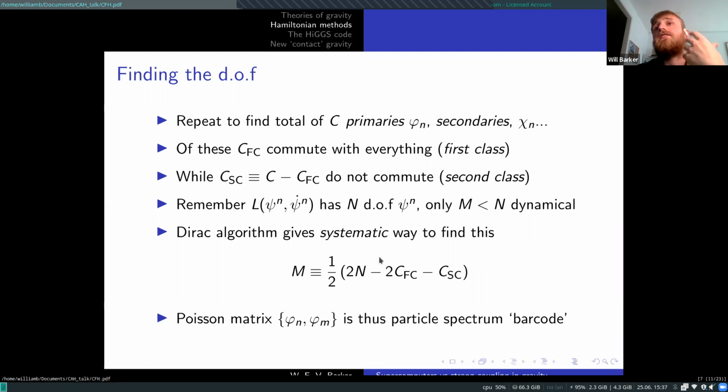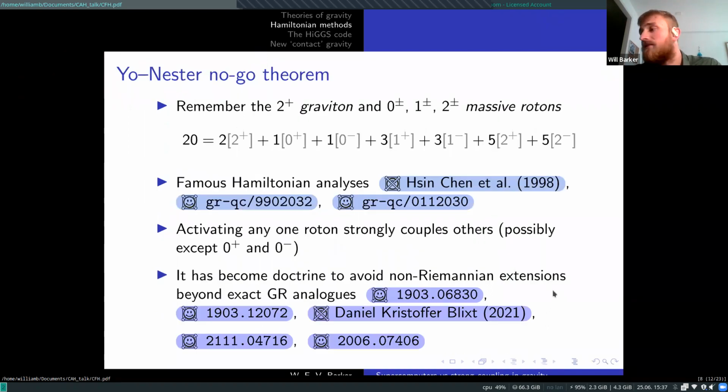And so in order to determine the quantities on the right-hand side of this expression, it's clear that the Poisson brackets between all the different pairs of primary constraints, the so-called primary Poisson matrix, is absolutely critical. And it forms this sort of theoretical barcode for the modified gravity theory that encodes information about the propagating degrees of freedom.